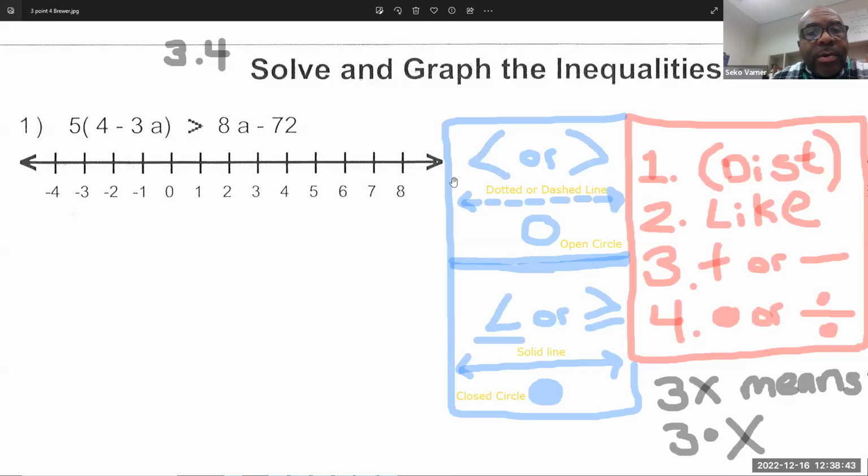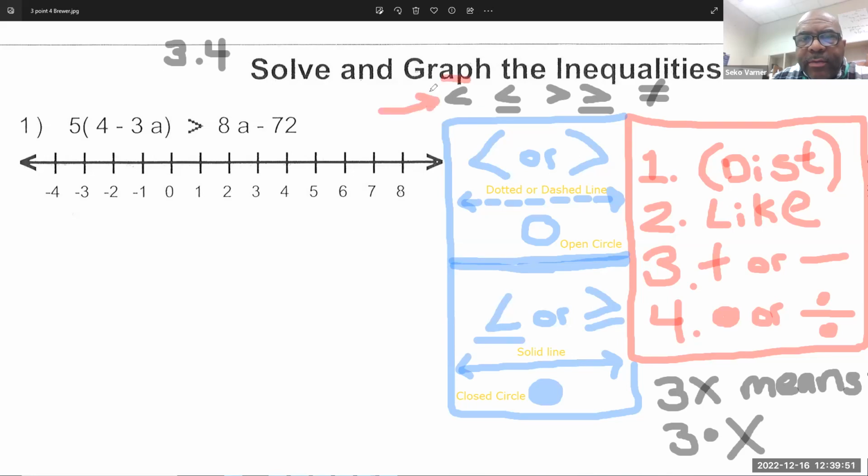Okay, so we're going to work on solving and graphing this inequality. So, first question, why is it an inequality, right? These are the inequalities, when you see these symbols here.